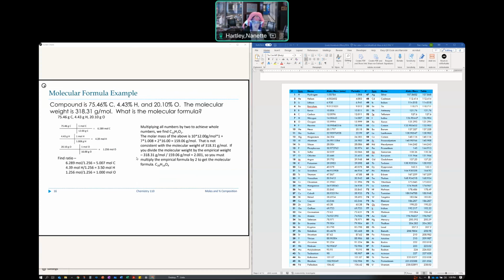Questions, comments, problems on how I got there? There are 2 things that you may have questions about. One is multiplying that formula by 2 in the beginning to get the whole numbers. And two, multiplying it again by 2 to make sure that we got the correct molecular weight. Okay.